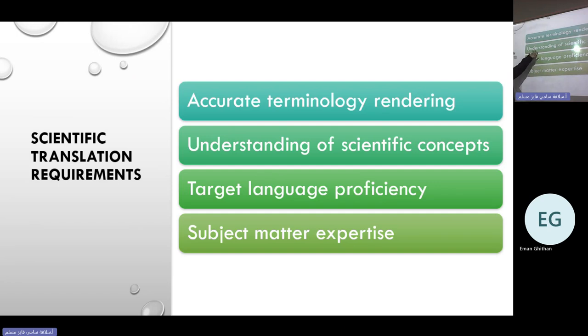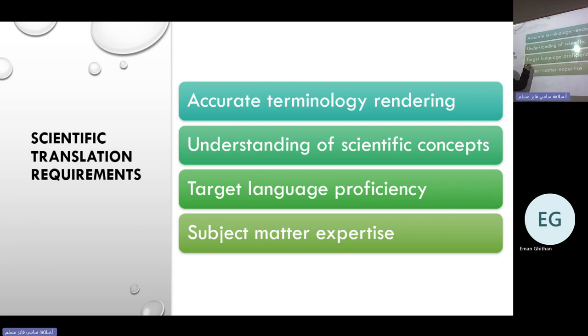We still have debates, for example, on the ethical issues of some scientific research. Okay? Do we translate them? Do we not translate them? What part can we translate? What part can we omit? If we omit, if we don't translate, does it change the concept? Okay? Target language proficiency. All right, so we need to be very good at using English.